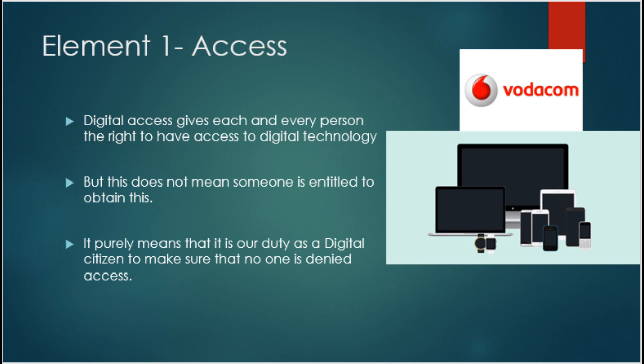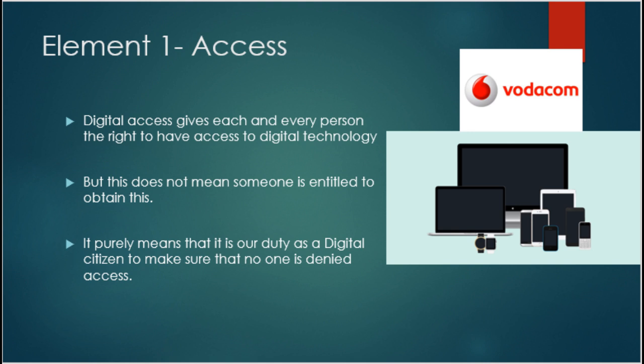So an example of this would be to get a contract through Vodacom, and in this contract you can also get your digital technology such as a smartphone, and you'll pay a certain fee a month to have access to the phone and Vodacom's network provider. Now everyone has the right to gain access to this, but no one's entitled to it. So no one can just go there and claim it for free.